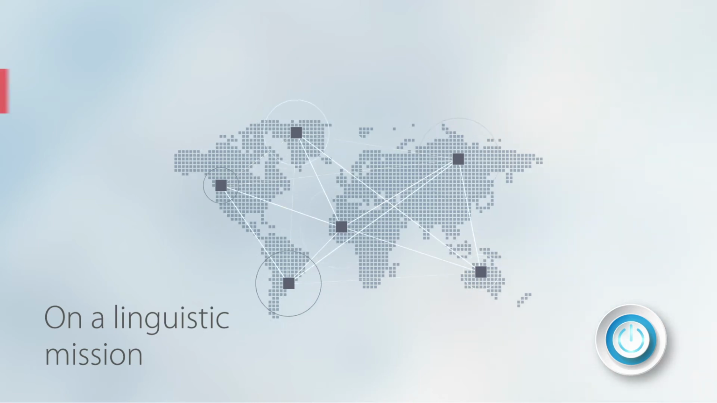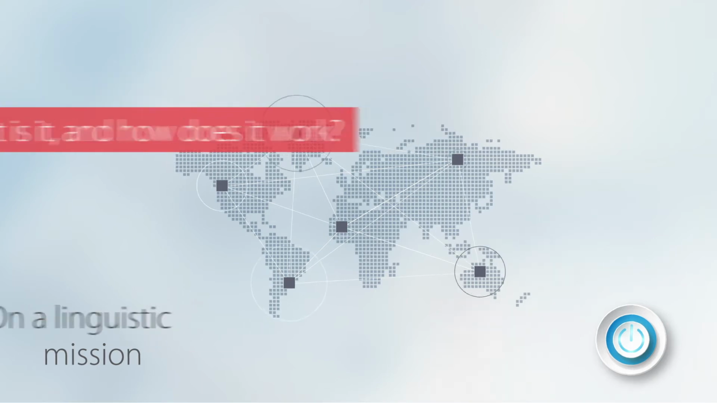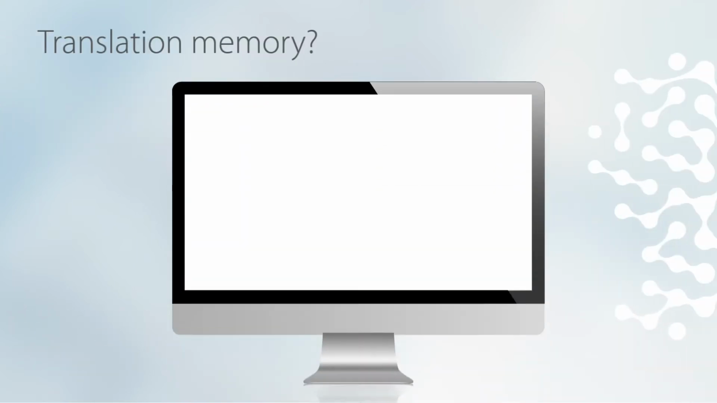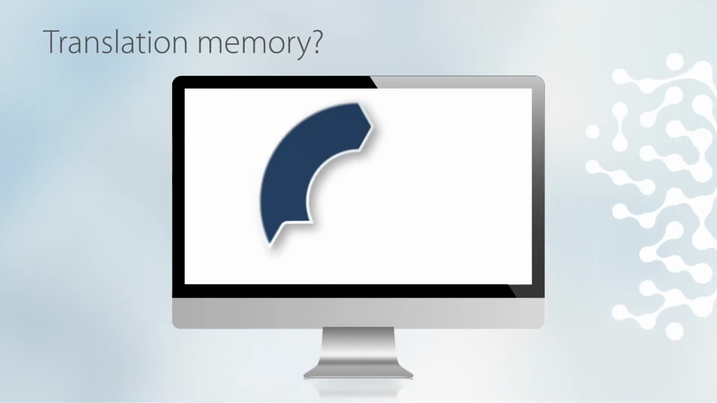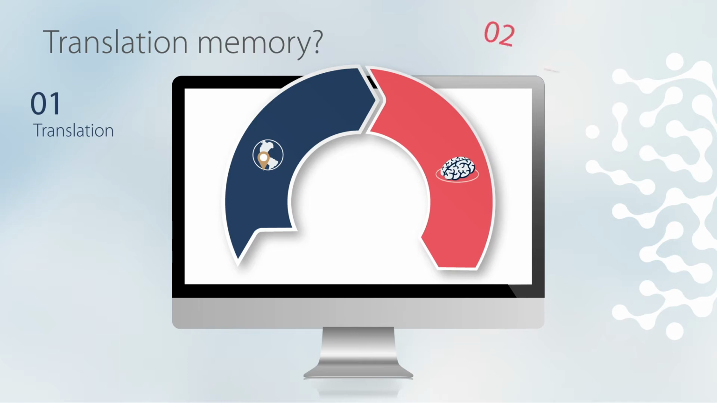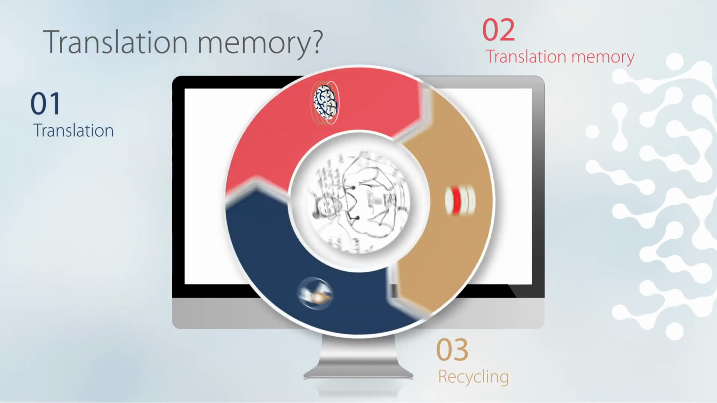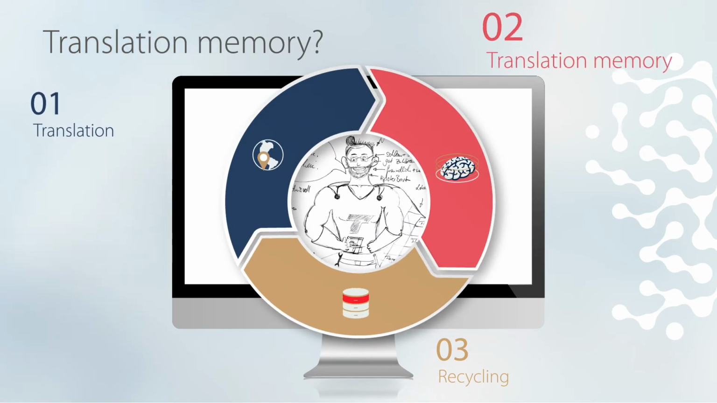In this clip, we're taking a closer look at the so-called translation memory and the questions: how does it work and what are its benefits? A translation memory, or TM for short, is a database used to store texts in the source and target language during the translation process. In other words, a storage tank for translations. Using a TM, texts that have been translated previously can be reused or recycled later. The principle behind the TM: translate, store, recycle.